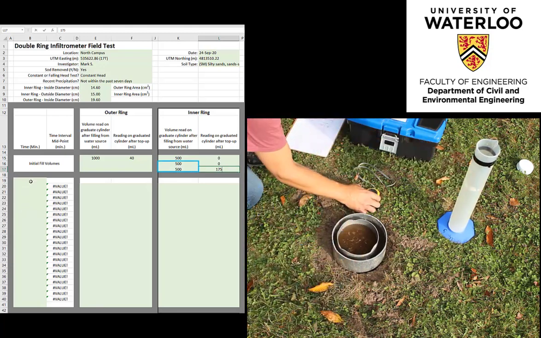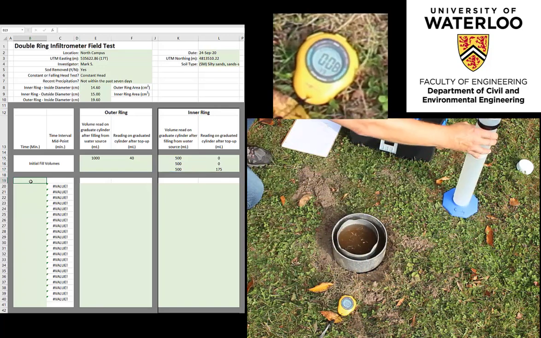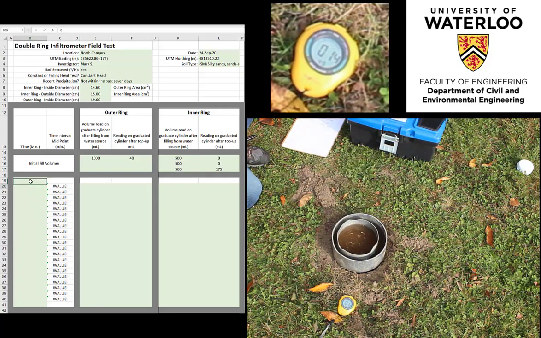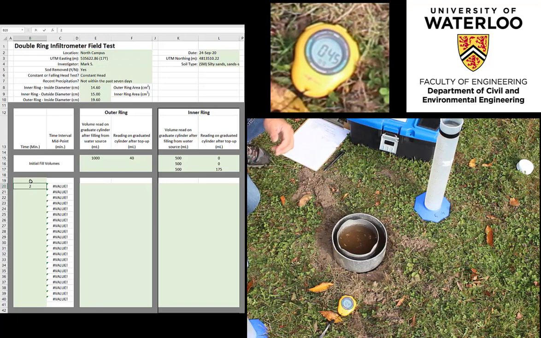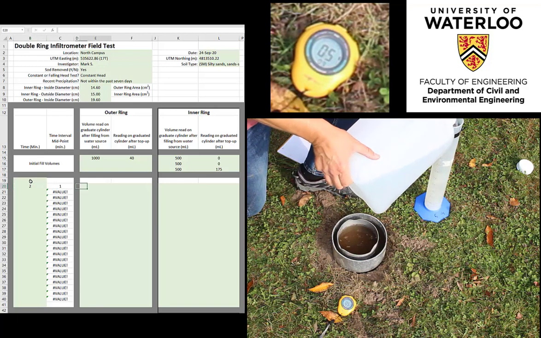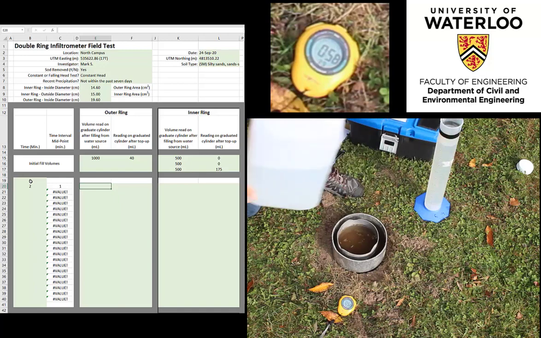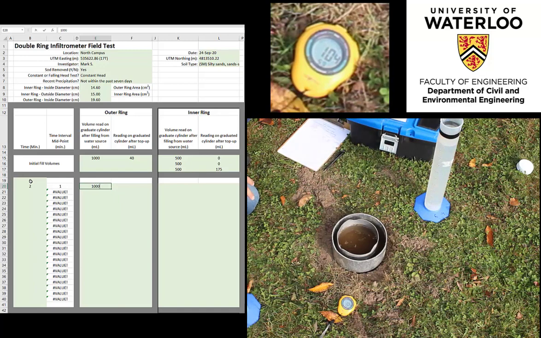Once the inner and outer rings have been filled to the constant head elevation identified by the Sharpie, the stopwatch is initiated and a test is thereby underway. During the beginning phases of the test, observations and top-ups of the cylinder rings to the constant head fill lines will be made at 2-minute intervals. After approximately 10 minutes, observations and top-ups will be taken on 5-minute and eventually 10-minute intervals.